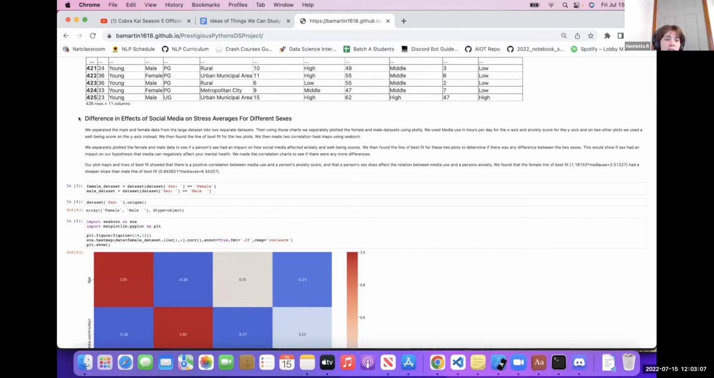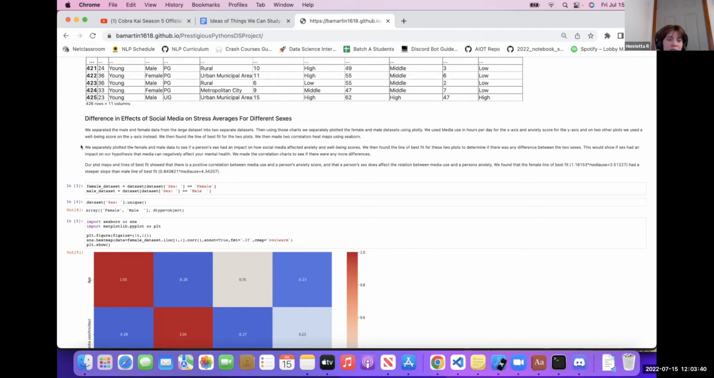Okay, the first thing we did was analyze the difference in effects of social media on stress averages for different sexes. We started by separating the female and male data sets from the larger set into two separate sets. And then using those charts, we separately plotted the female and male data set using Plotly. We used media in hours per day for the x-axis and anxiety score for the y-axis. And on two other plots, we used the well-being score on the y-axis instead. We then found the line of best fit for the two plots and made two correlation heat maps using Seaborn.